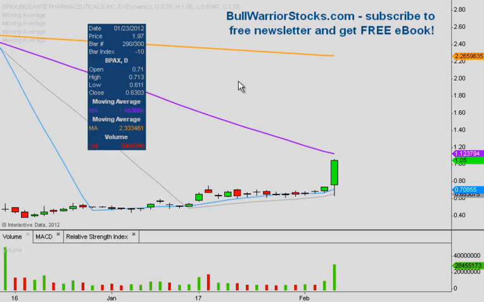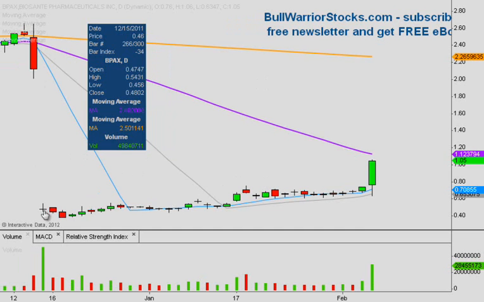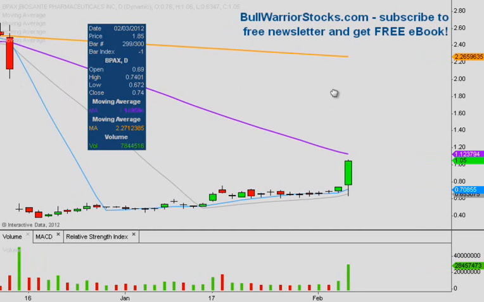So here we are looking at the BPAX chart, ticker symbol BPAX. Had quite a few questions on this one today, and I can see why. Just explosive volume. I haven't really been following it, so I'm not sure what caused this gap down, but regardless, for the people that have been accumulating, it's really starting to pay off for them. So I just want to go over the charts.